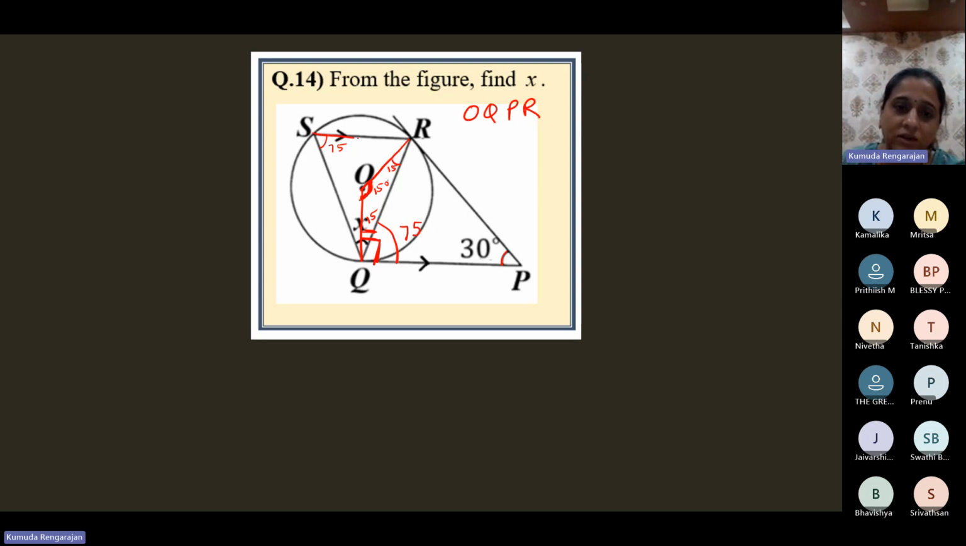Then alternate angles are equal. Parallel line, transversal, parallel line. If this is 75, this is 75. So now in this triangle QSR, this is 75, this is 75. So X will be 30 degrees.